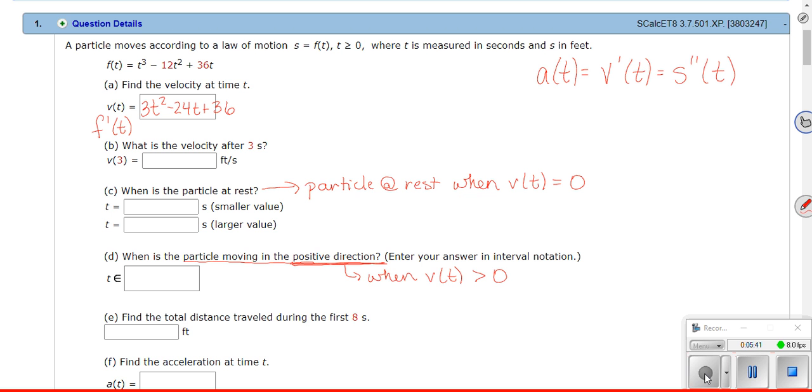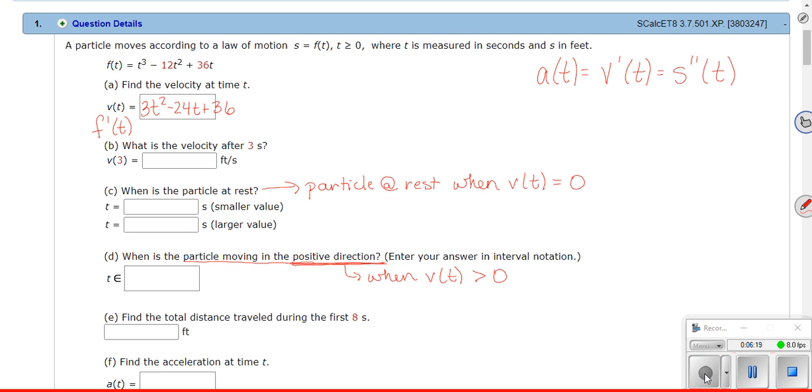That's when it's moving in the negative direction. So part E says find the total distance traveled during the first 8 seconds. Okay, so you are going to have to find the distance traveled in the intervals separately. So you're going to have to figure out how far it traveled in each of 3 different intervals. Okay, that's my hint to you. And then add those up.